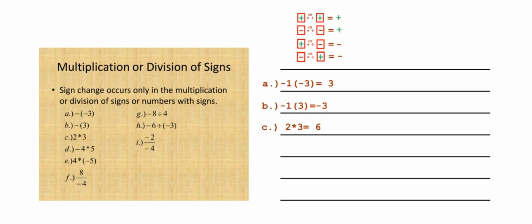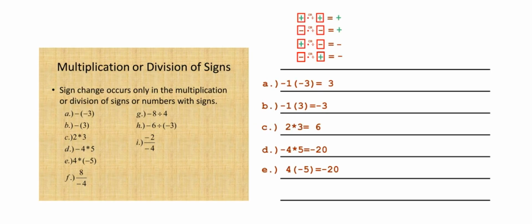C. 2 times 3 is 6. Quantity-wise, we still get 6 no matter what. But both positives, 2 times 3, still gives us a positive 6. Both positive numbers. D. 4 times 5 gives us 20. And now for our sign. Negative 4 and a positive 5, two opposite signs. Negative times a positive will give us a negative. So it's a negative 20 for our final answer.